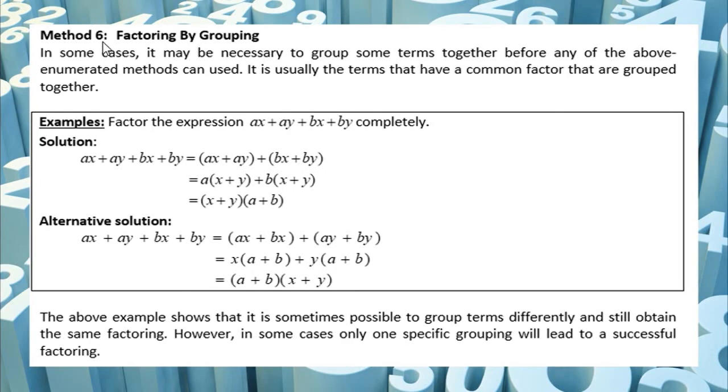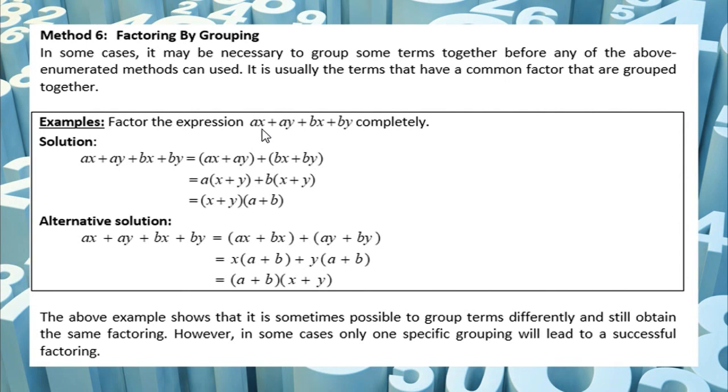Last, method 6, factoring by grouping. In some cases, it may be necessary to group some terms together before any of the above enumerated methods can be used. It is usually the terms that have a common factor that are grouped together. Sa lahi ni siya ka-case, atong i-group siya to factor it. So, examples, factor the expression ax plus ay plus bx plus by completely.